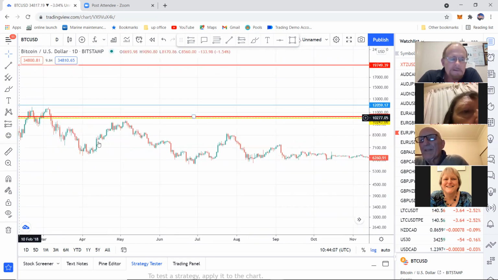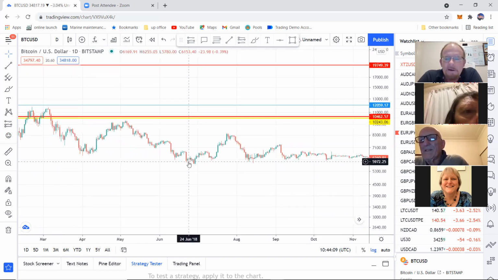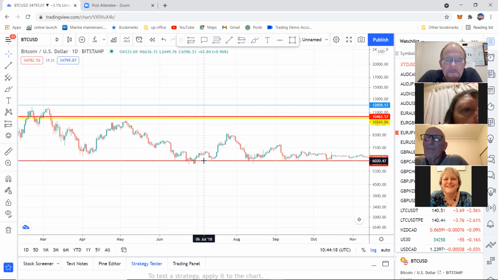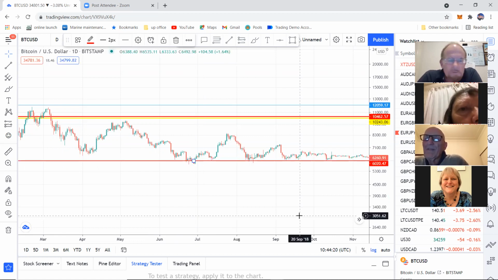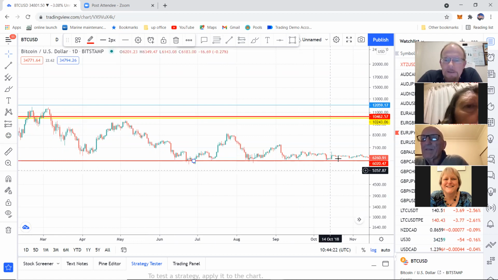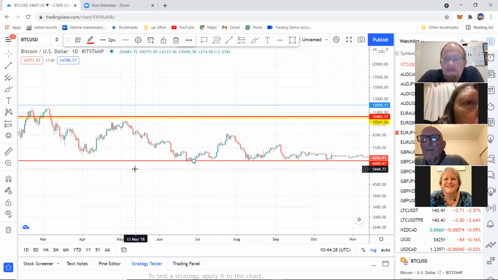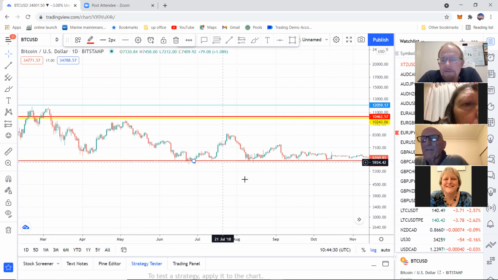When we see the market zigzagging like this, if I drew a line there, what do you reckon that line would be called? If we have a look here, the market's bounced off it, bounced off it, bounced off it. So we've got a very, very strong support line there around that $6,000 mark.